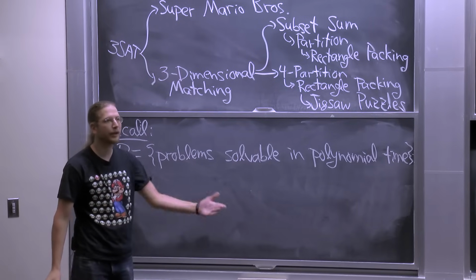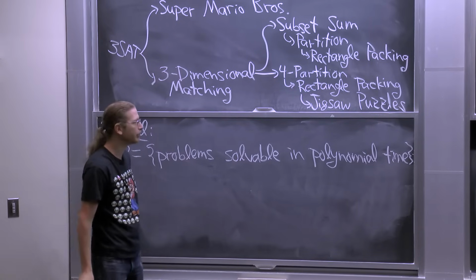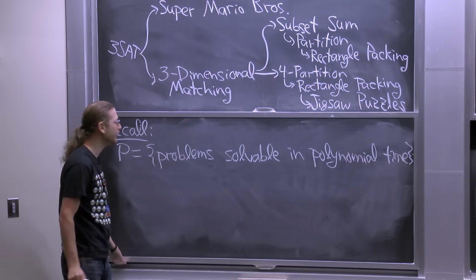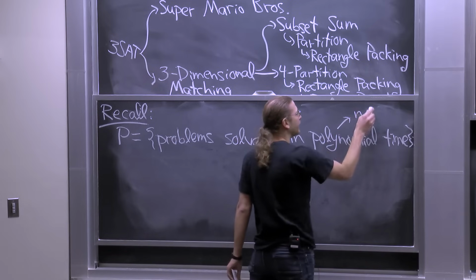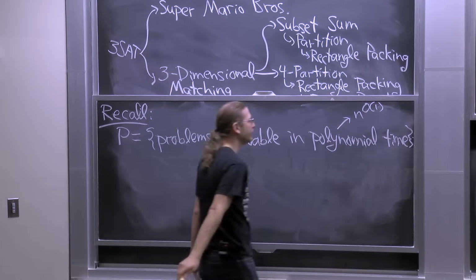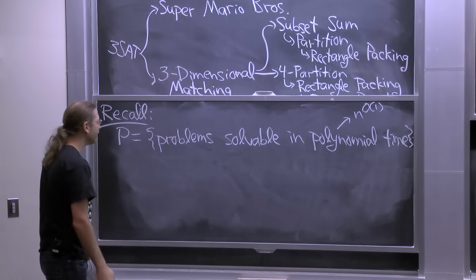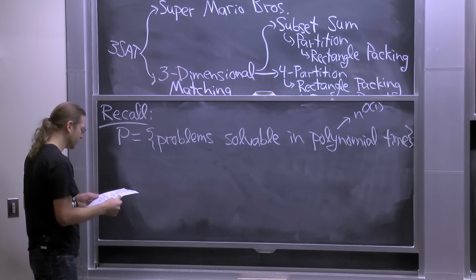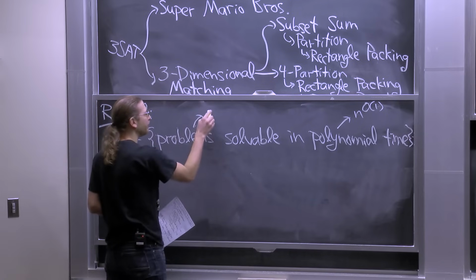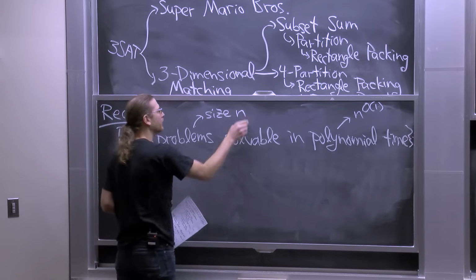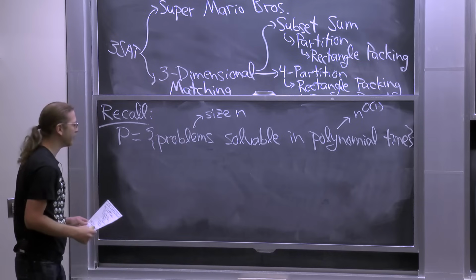But from now and the next few lectures, we'll be talking about problems that are probably not polynomially solvable and what to do about them. Polynomial, as you know, is like n to the some constant. Polynomial good, exponential bad. What is n? I guess n is the size of the problem, which we'll have to be a little bit careful about today.